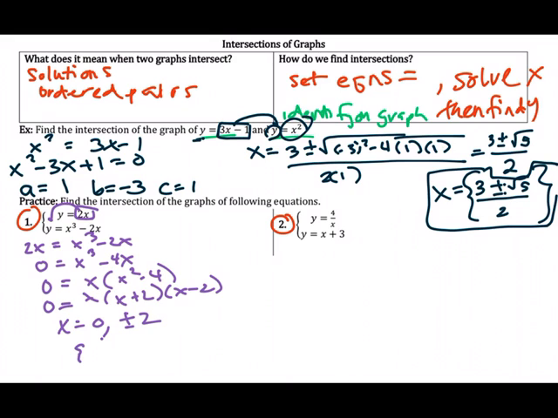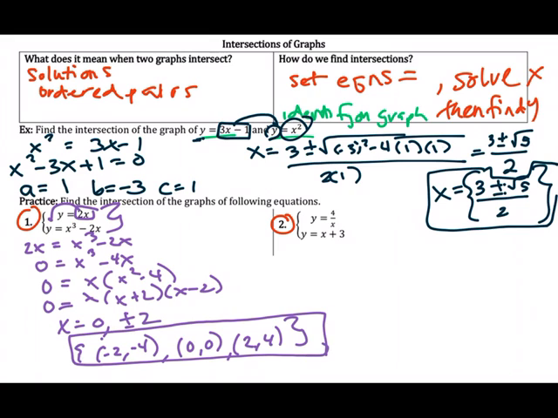To find the y values, you could use either of these 2 equations. I'm going to use the first one. -2 times +2 is -4. -2 times 0 is 0. -2 times -2, 2 times 2 is 4. So these are the 3 solutions. This cubic function crosses with this linear function 3 times at these 3 values. So go ahead and set up number 2, and if you get stuck, unpause the video.